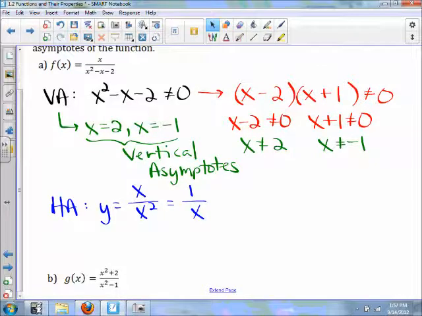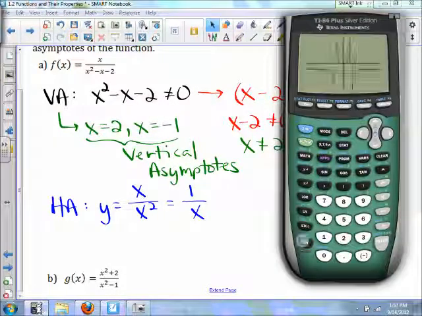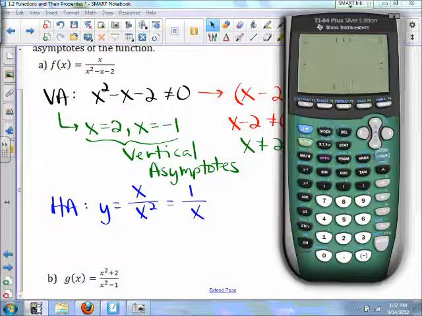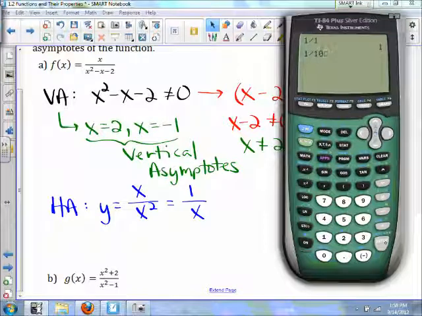Now, what we need to do here, if we want 1 over x, you need to think about it like this. Let's pretend x is 1. 1 divided by 1, you get 1. How about x is 10? You get 0.1. Or how about 100? You get 0.01. Or 1,000.